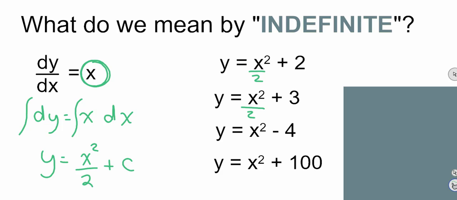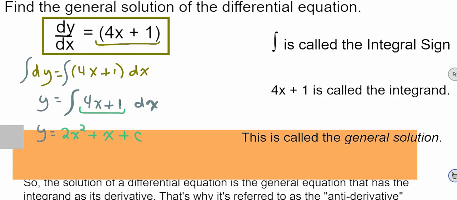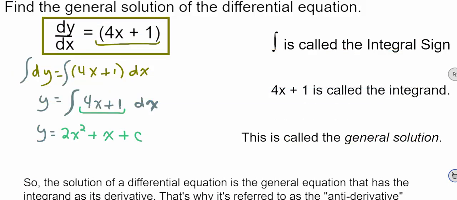All right, so let's go back to what we were doing. So the solution of a differential equation is the general equation that has the integrand as its derivative. That's why it's referred to as the antiderivative. All right, so there we go. For those of you already integrating with Physics C, that's the official way to build an integration problem.